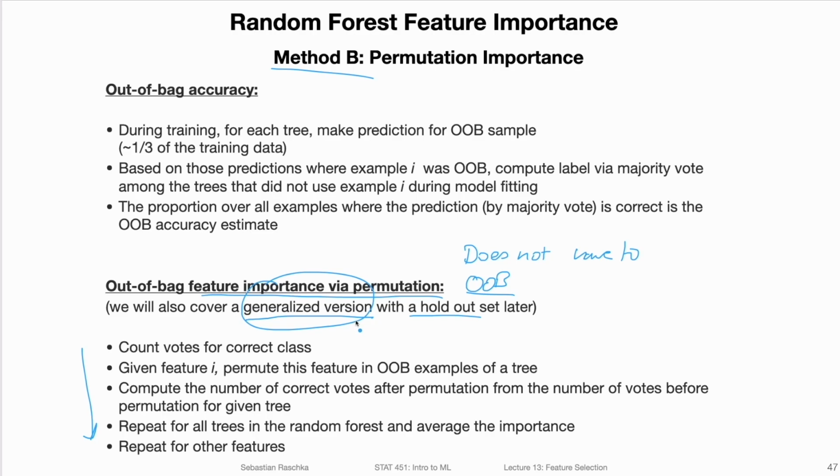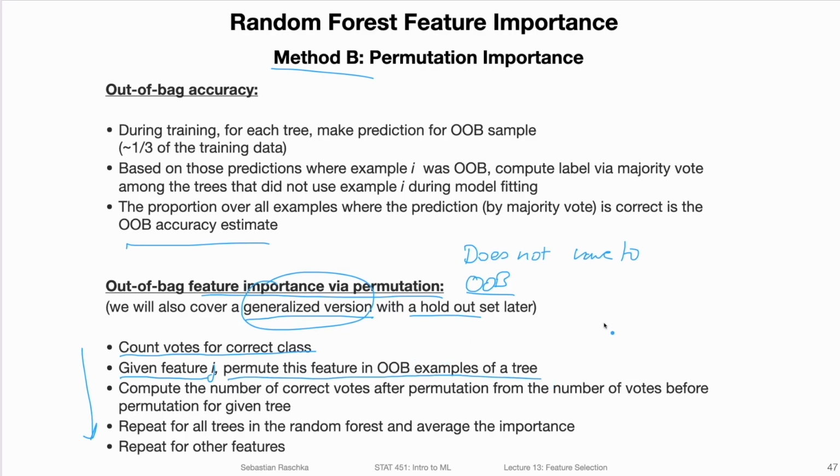So here is the short version of how this can be used specifically in the context of random forests. The first step is counting the votes for the correct class. We could also compute the accuracy here, I think the same thing would apply. Let's say we count the votes for the correct class for a given decision tree or across all the decision trees. And what we then do is consider a feature J and permute this feature in the OOB examples of a tree.